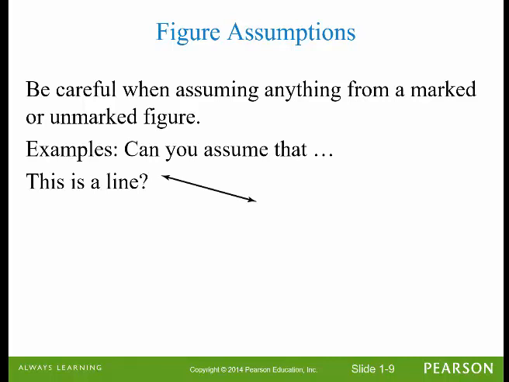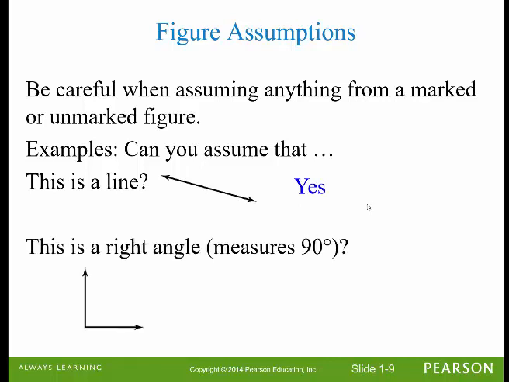Can you assume that this is a line? Well, it's straight and it has arrows pointing on, and that means it goes this way to infinity and this way to infinity. So yes, we can assume this is a line. However, can we assume this is a right angle? I mean, it looks like it. But we actually cannot. The reason is, and I'll show you the notation here, if there's no box here, we don't know for sure this is a 90-degree angle. Maybe this is an 89.95 degree angle.